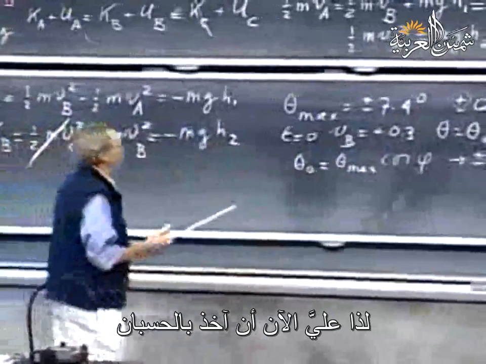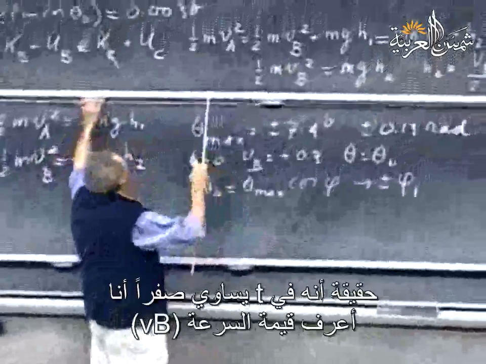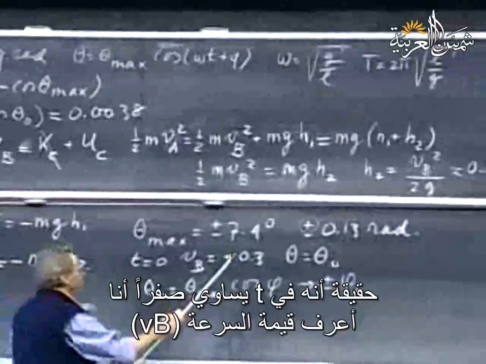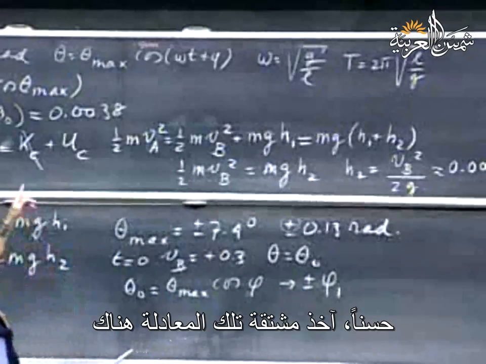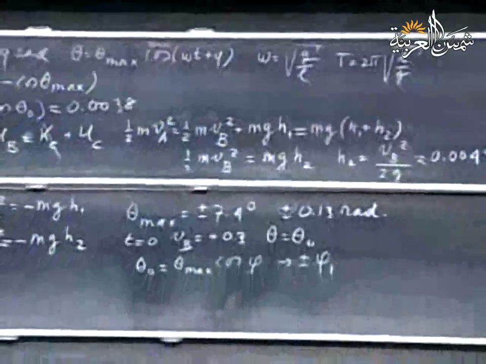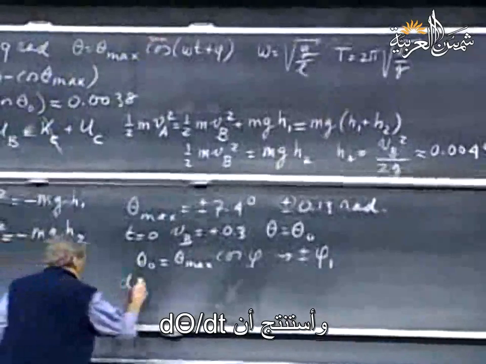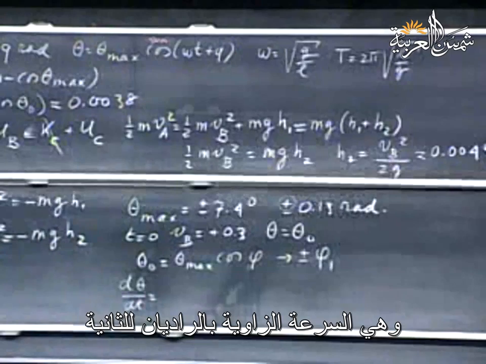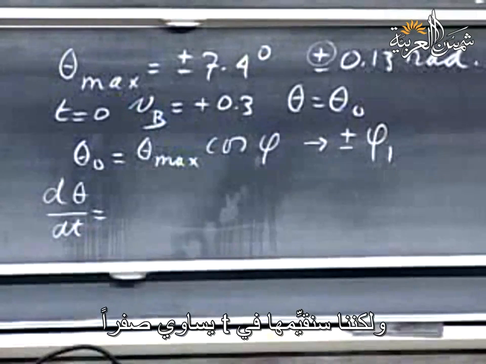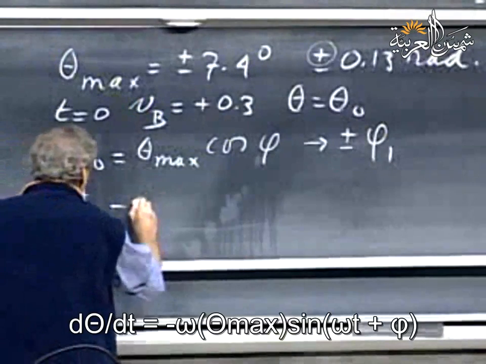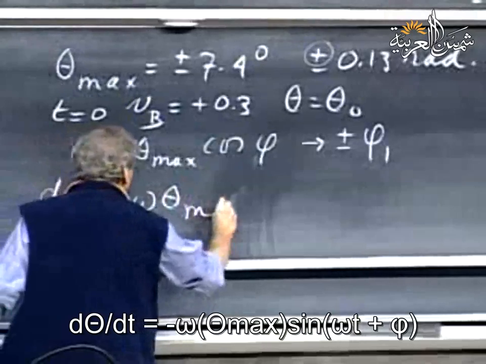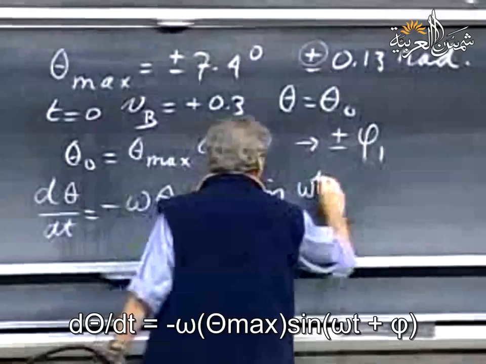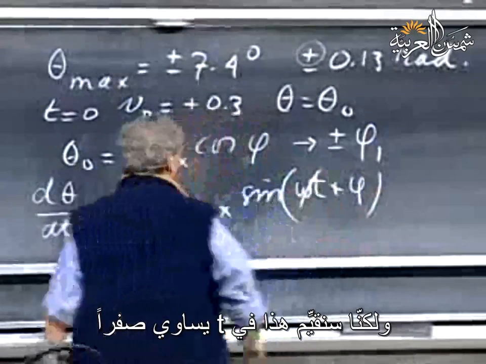And so now I have to take into account the fact that at t equals 0, I know the velocity vb. And how does that come in? Well, I take the derivative of that equation there, and so I get that d theta dt, which is the angular velocity in radians per second at any moment in time, but we're going to evaluate it at t equals 0, equals minus omega theta max times the sine of omega t plus phi, but we will evaluate it at t equals 0.